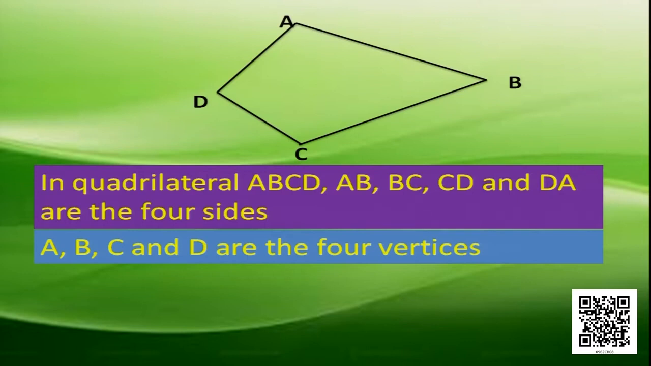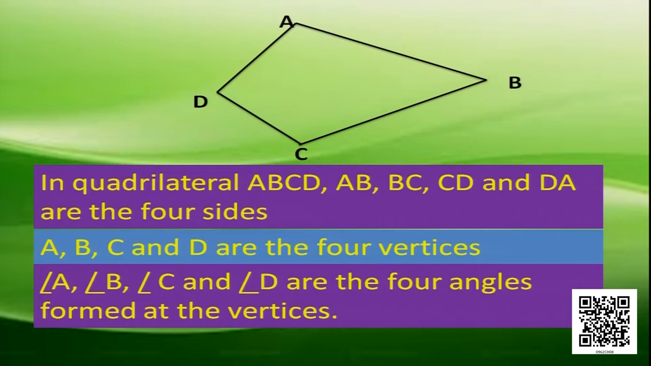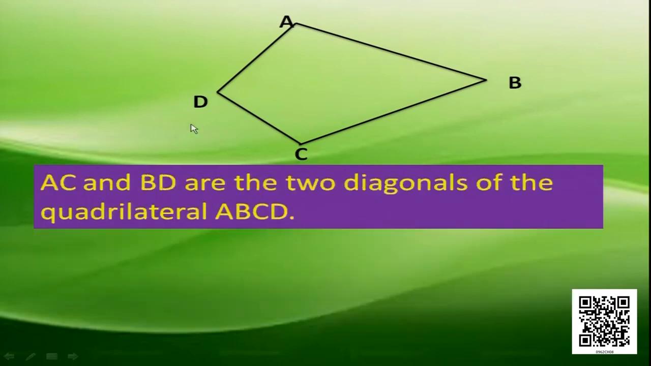Now, how many angles are formed at the vertices? Here you see we have 4 angles formed, and they are angle A, angle B, angle C and angle D. These are the 4 angles formed at the vertices. Angle A is formed by the sides AD and AB. The angle B is formed by the sides AB and BC. The angle C is formed by sides BC and CD, and the angle D is formed by the sides DA and DC.